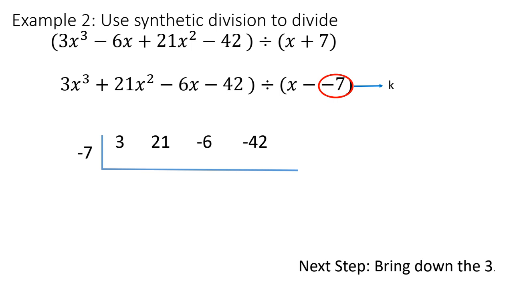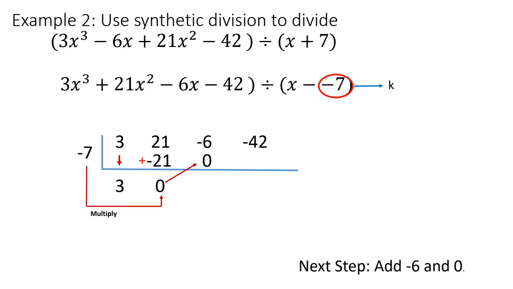Let's bring down our 3. Multiply negative 7 times 3, which gives me a negative 21. 21 minus 21, that's 0. No worries. I'm going to multiply negative 7 times 0. That's going to give me 0. I'm going to add negative 6 plus 0. That's going to give me a negative 6. Now I'm going to multiply a negative 7 with a negative 6, which is going to give me a positive 42. And when I add negative 42 plus 42, I get 0.